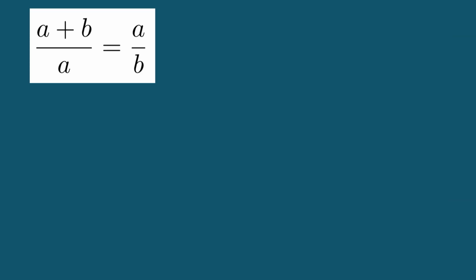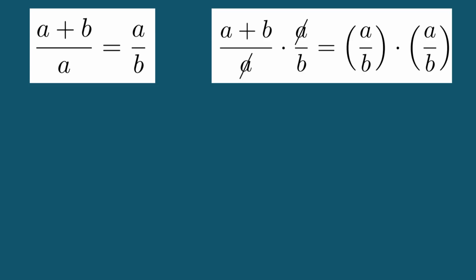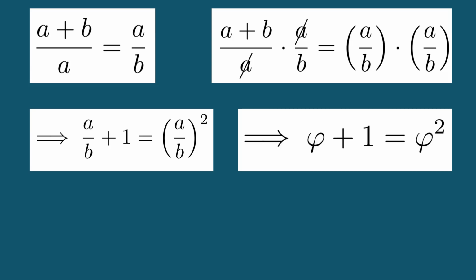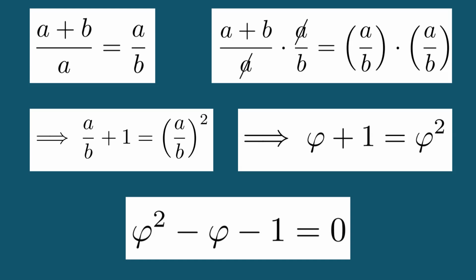We'll start with (a plus b) over a is equal to a over b. Then we'll multiply both sides by a over b to simplify things. And you can see the a's cancel, and b will become 1, and on the right-hand side, we'll get a over b squared. So we end up with a over b plus 1 equals a over b squared. Now from the definition of phi, we can substitute it in because it is a over b. So we have phi plus 1 is equal to phi squared. Finally, let's rearrange all of this, and we end up with a quadratic equation, phi squared minus phi minus 1 is equal to 0.